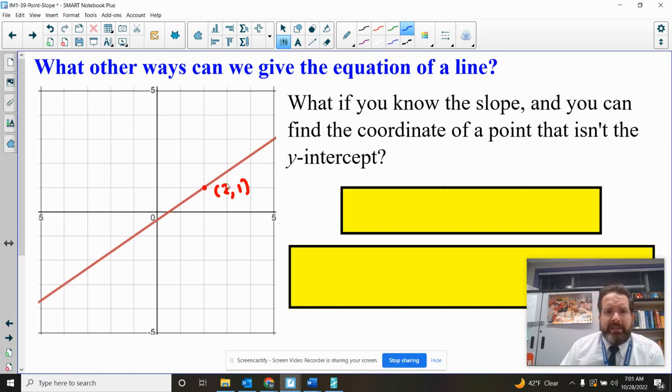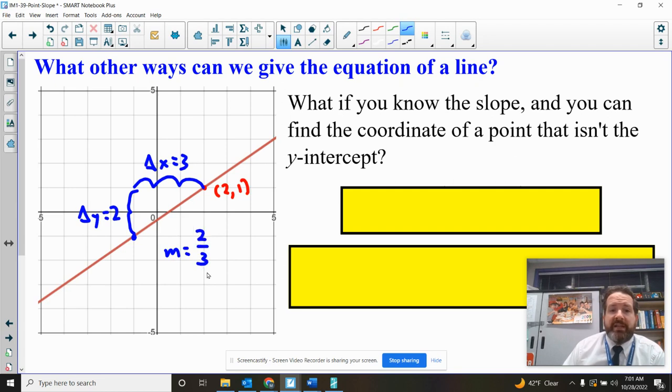We've already got our point. Well, let's do the second part. For the slope, I need to find another nice point. Here's one. And now let's count. To go from point to point, I've got to go up 2 spots. So my change in y is +2. And then I've got to go right 3 spots. So my change in x is +3. So my slope is change in y over change in x.